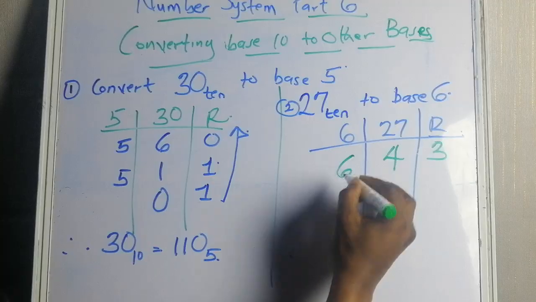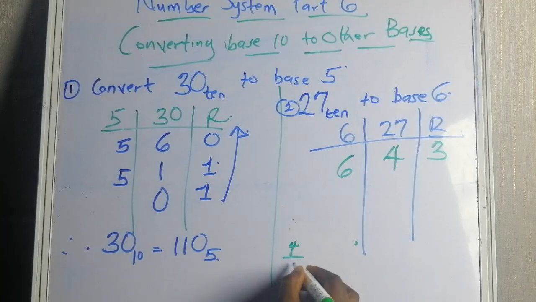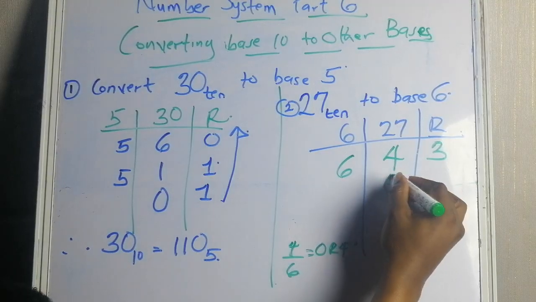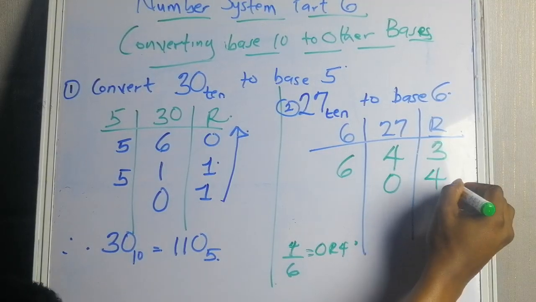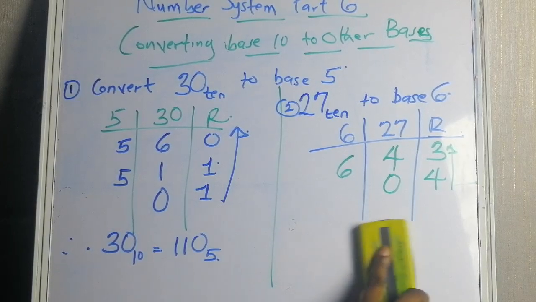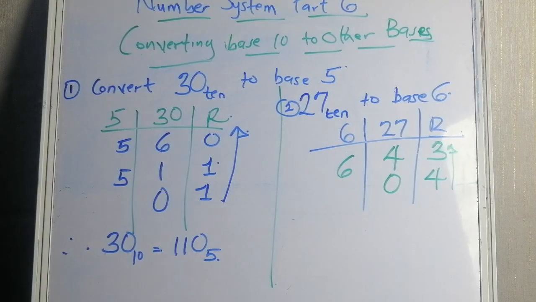Pick 6 again. So this one will now be 4 divided by 6. Is it possible for 6 to go in 4? No. So it means this one is not possible, which is 0. Remember the 4. So you write 0 and you write 4. So you count from the bottom. It's as simple as that. You count from the bottom to the top.